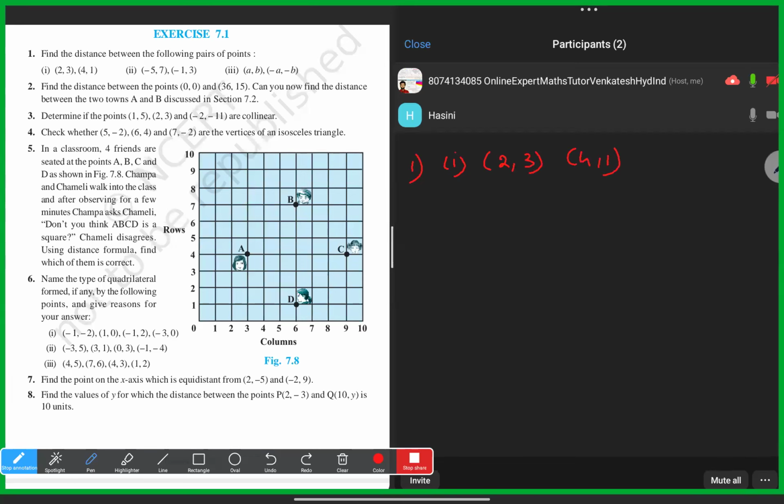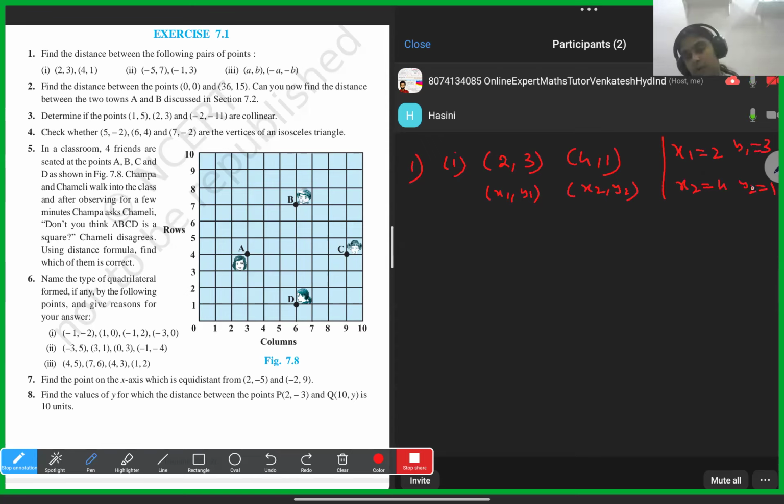So 2, 3, and 4, 1. What we will do: this one is x1, y1 and this is x2, y2. Some teachers will clearly write x1 is equal to 2, x2 is equal to 4, y1 is equal to 3, y2 is equal to 1, like that clearly.